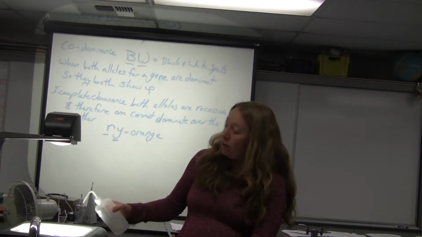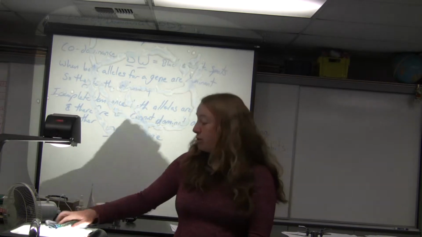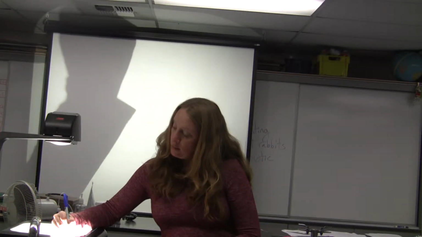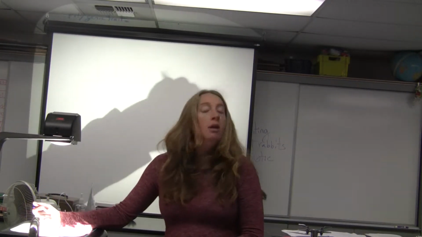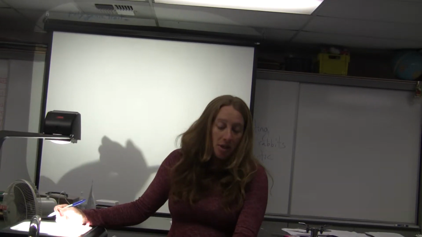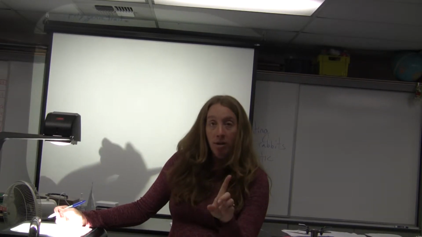Okay, now we have one called Polygenic Traits, and it's exactly like it sounds. So, poly means many, genic is genes. So, in this case, a polygenic trait is when you have many genes that all come together to make one trait. So you'll notice there's A, B, and C. So it takes 3 genes to make one color.